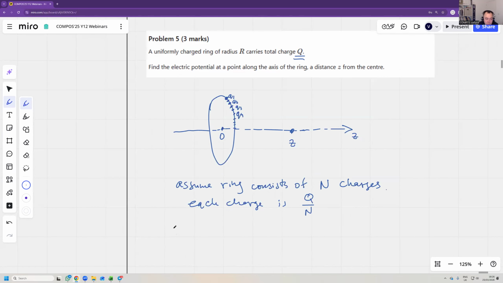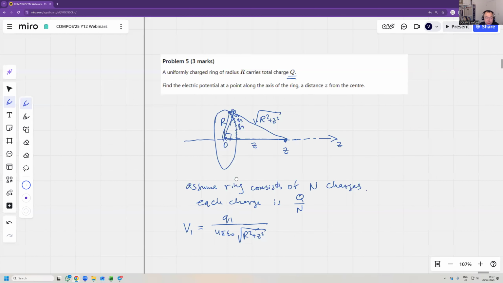So the potential V1 from the first charge is Q1 divided by 4 pi epsilon naught, and then the distance. Well, what is the distance? If this is the radius of the ring, r, and this distance is z, and this is a right angle triangle, so we can say that this distance is square root of r squared plus z squared.